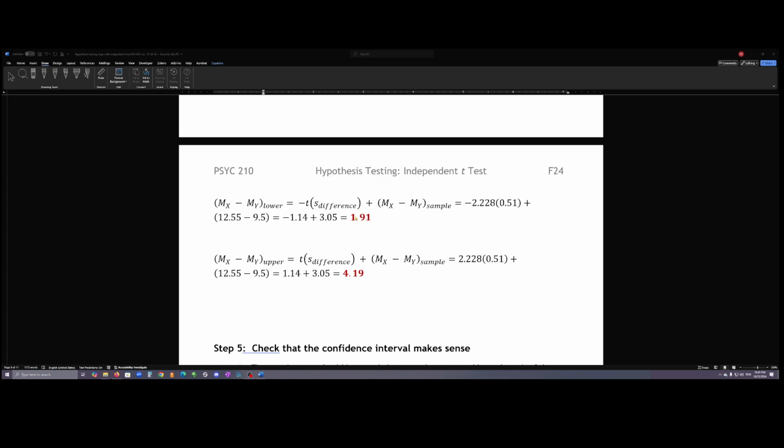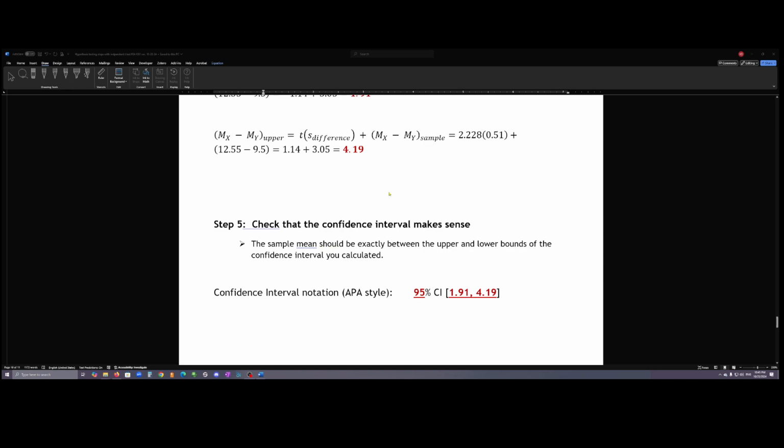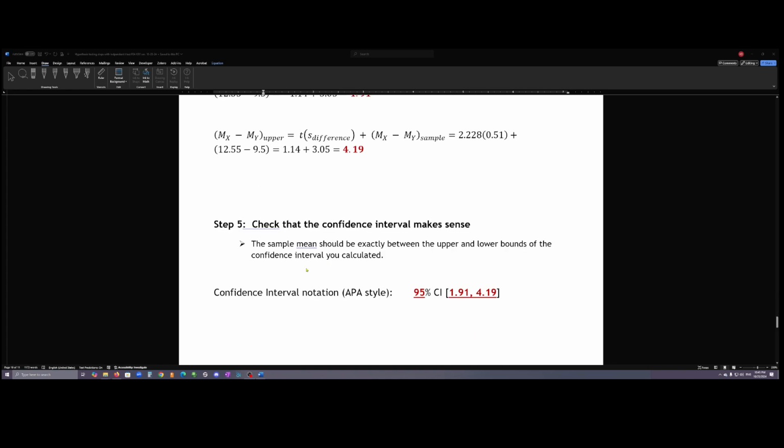For the lower bound, it gives us 1.91. For the upper bound, it gives us 4.19. Now, in terms of checking it, essentially, you want to make sure that the difference between your means is exactly between 1.91 and 4.19. So those distances should be equal. As far as reporting this in APA style, we have the percent interval that we are using, which is 95%. We have the lower bound of 1.91 and the upper bound of 4.19.